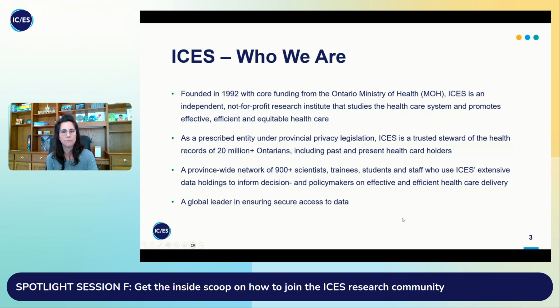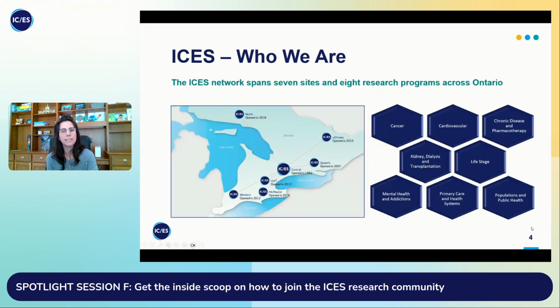Next slide, please. So the ICES network consists of 7 sites across Ontario, each representing satellite partnerships with leading research institutions, and each serving to expand the capacity of ICES to conduct research across Ontario. Beyond our central location at Sunnybrook Health Sciences Centre in Toronto, sites offer opportunities to work with local expertise and collaborate with local researchers, increasing the breadth of scientific knowledge available in our community.